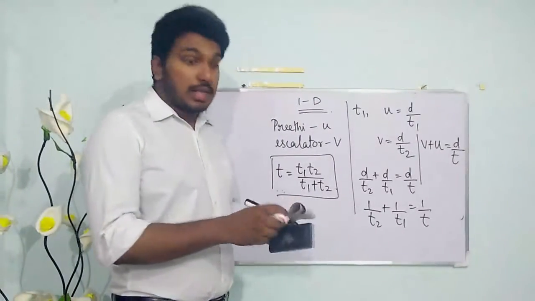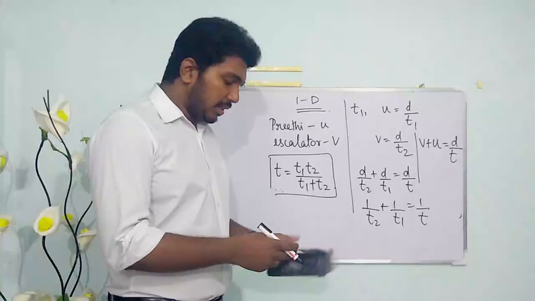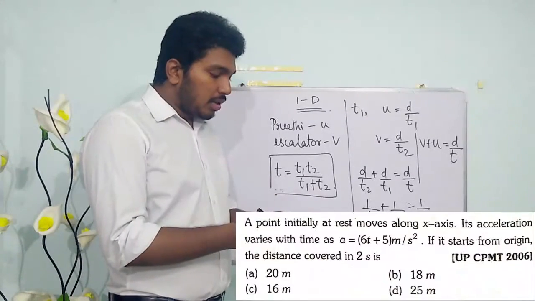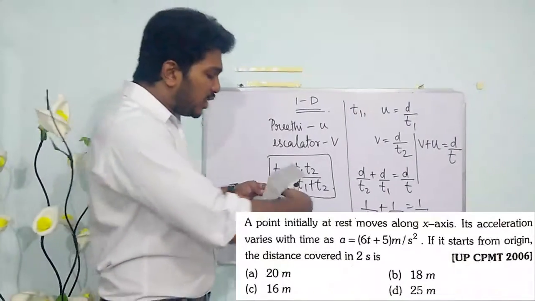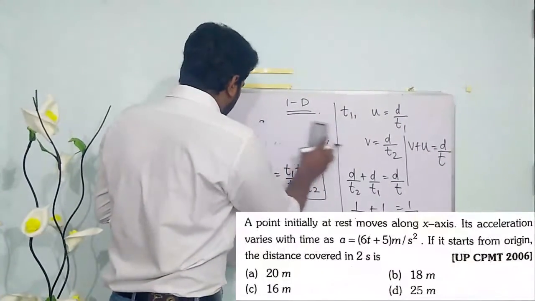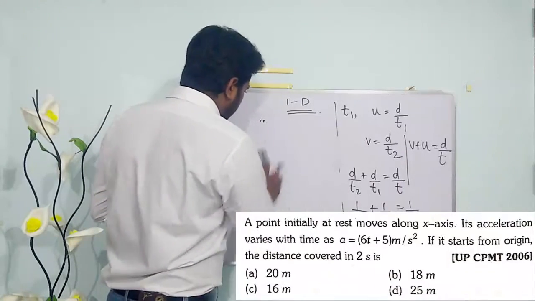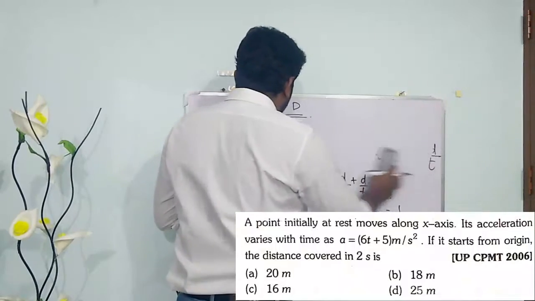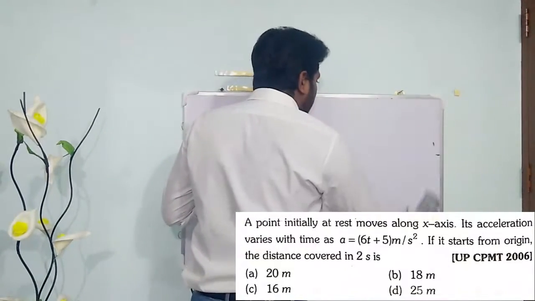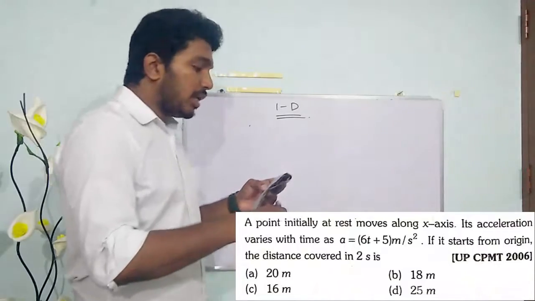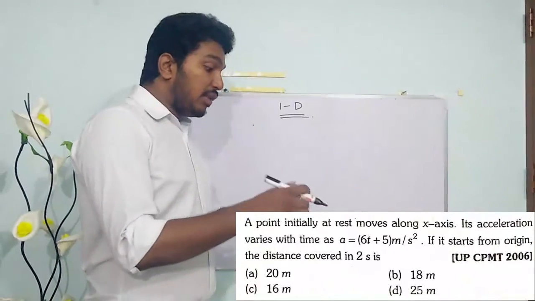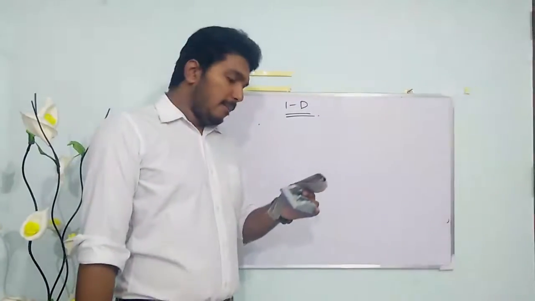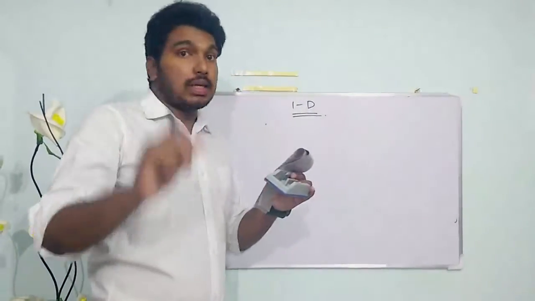Right. So the next question is there on the screen. Let me take the question. A point initially at rest moves along the x-axis. Its acceleration varies with time as a is equal to 6t plus 5 meter per second square. If it starts from the origin, the distance covered in 2 seconds is?